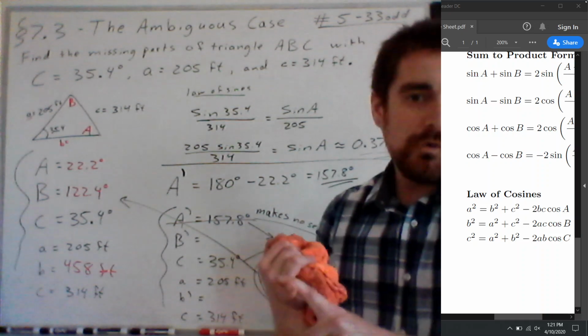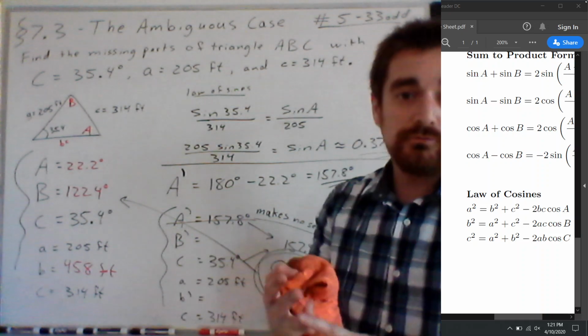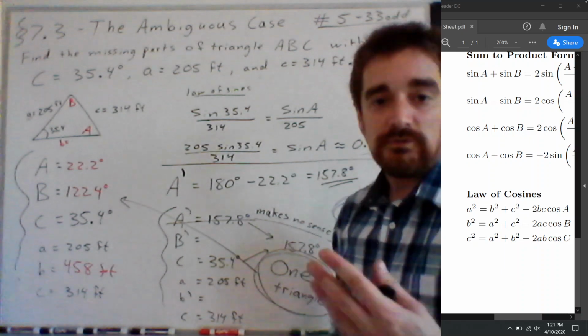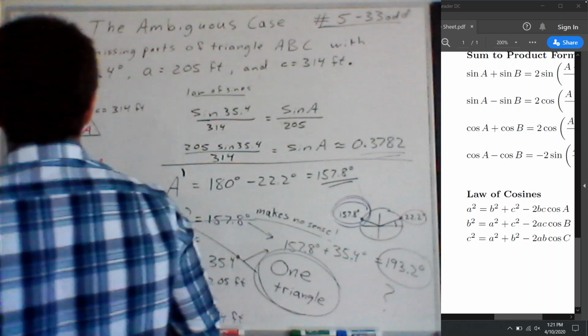So we've seen where one triangle happens. We've seen where two triangles may happen. We've also seen where it's just impossible. There is no triangle.